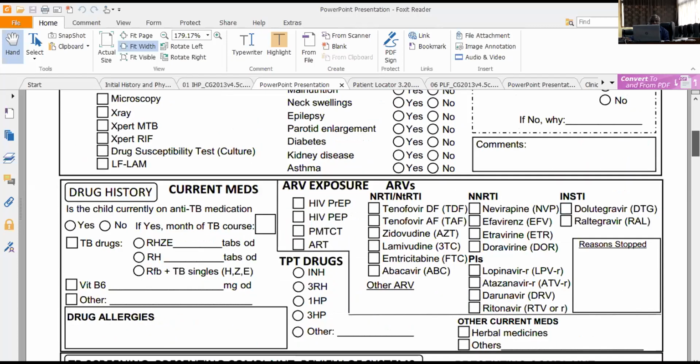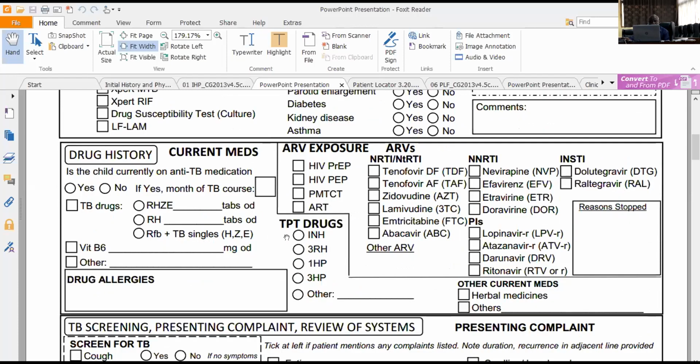Then you go into the drug history. On the drug history, you'll notice that apart from the TB drugs, if this patient has TB, there's also TPT. You'll see the TPT eligibility down when we reach there. But here, if this person has also been on TPT drugs, you'll say which drugs they have been on. There's INH, 3RH, 1HP, 3HP, and other. This is obviously to prevent latent TB.